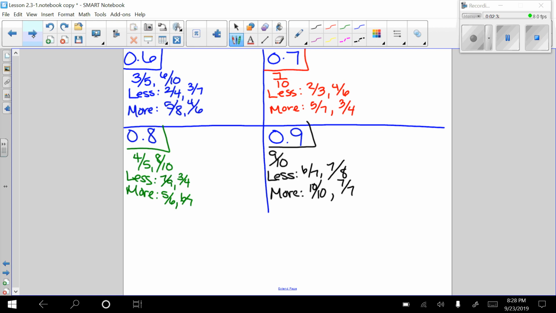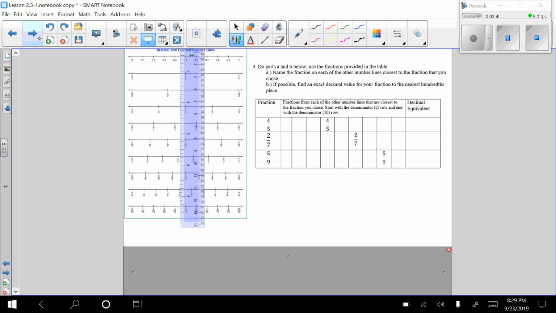Here are some more examples. You could see 0.6 is equivalent to 3/5. Less than that would be 2/4, more than would be 5/8. Remember, these are estimations, so they are not exact. Here's another way to look at this.